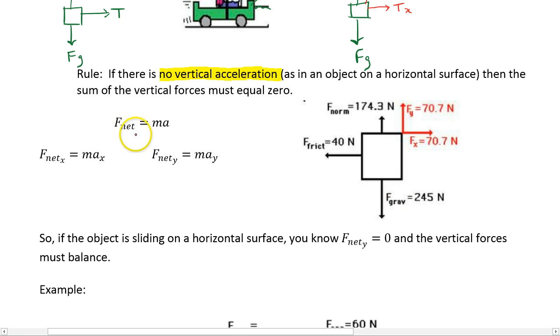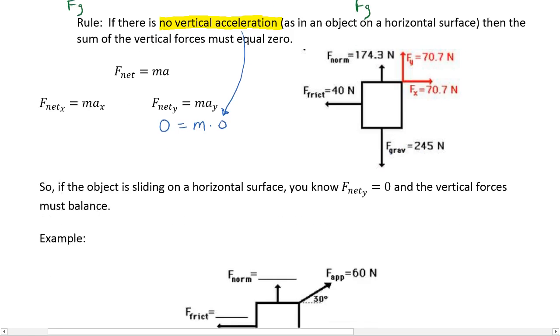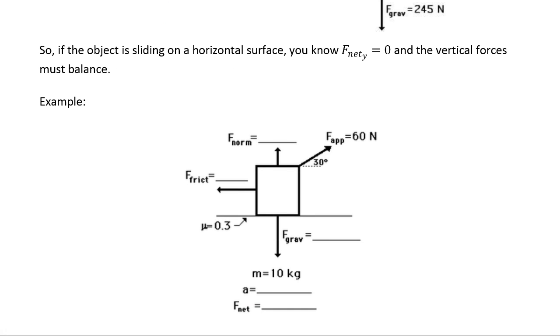Over here I write, well, F net is equal to ma. You can also think of this as happening in the x direction and the y direction. In this example, the F net y is going to be equal to 0. So right here we would be saying 0 is equal to this mass times, there would be no acceleration. If you realize that there's no vertical acceleration, then we know that the vertical forces are going to add up to 0. So the normal force is going to be whatever is required in order to make sure everything adds up to 0. So if the object is sliding on a horizontal surface, you know that F net y is equal to 0 and the vertical forces must balance.